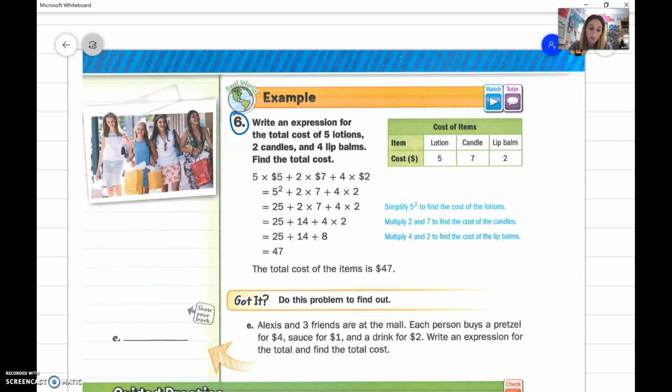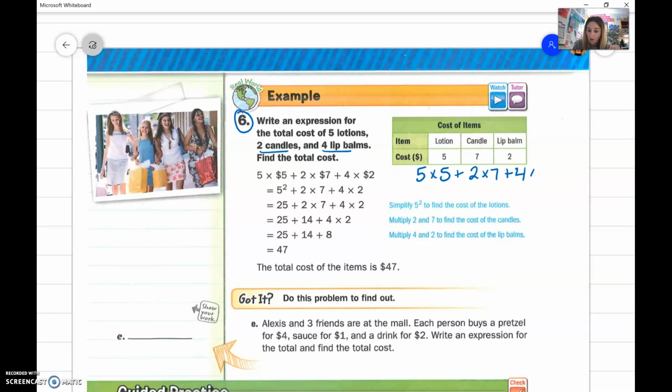It says, write an expression for the total cost of 5 lotions, 2 candles, 4 lip balms, and then find the total cost. So this is the cost per item, but we're buying them individually. If I'm buying 5 lotions, I'm really taking 5 times 5. Then I'm adding it to the candles. I'm buying 2 candles, so I'm taking 2 times $7 because they're each $7, plus 4 lip balms at $2 each. So notice we're going to do all of the multiplication first, and then add them all together.